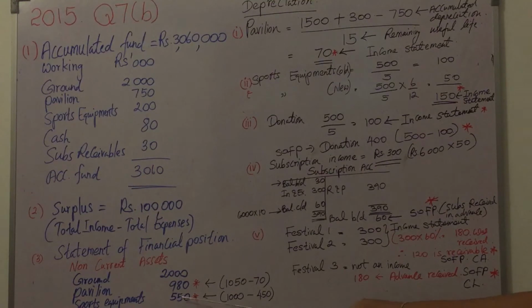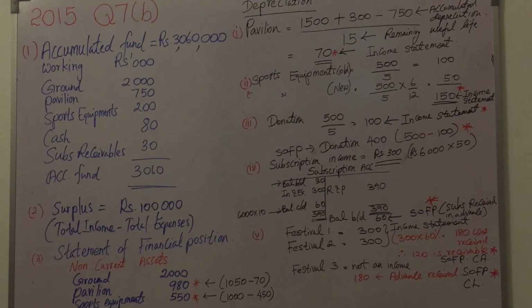Sports equipment. So how do you find the net book value? Their opening balance, old equipments 500, and we bought some other equipments worth 500. Altogether 1000. That means 1 million worth of sports equipment. And the opening accumulated depreciation is 300 and the current year depreciation is 150. Altogether total accumulated depreciation 450. So when you deduct 450 from 1000, your sports equipment net book value is 550.